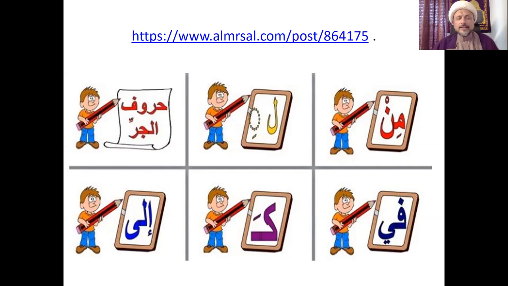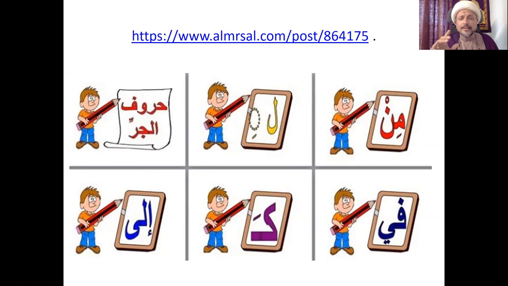Remember, U sound, A sound, E sound. Damma, U, which in Urdu we call Pesh. Fatha, A, Zabar. Kasra, E, Zair. For huruf al-jar, whatever noun comes after it, they will give it the E sound, kasra sound, unless there are some odd circumstances.